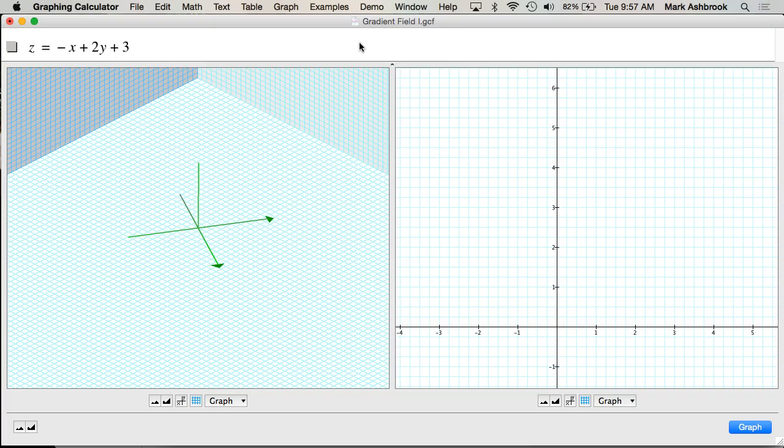Okay? So for your sheet, z equals -x plus 2y plus 3. Let's find the gradient field for the surface and sketch the gradient field, and then explain why the gradient field is consistent with the surface.